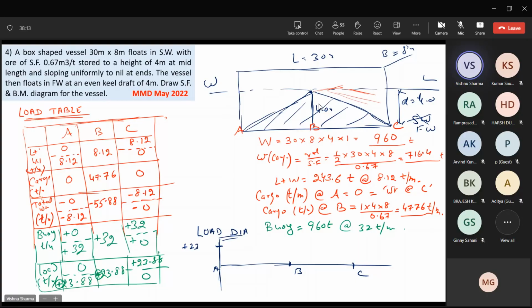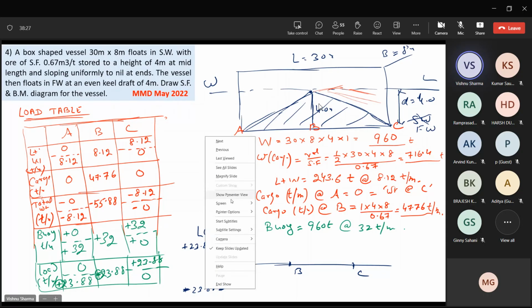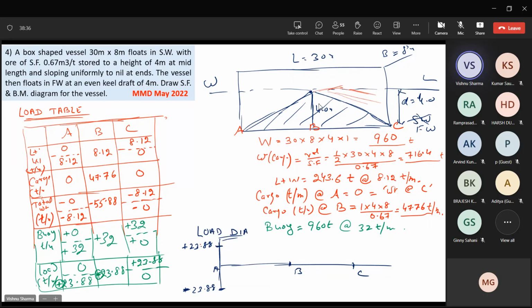Same distance I can take on the other side. Don't worry about the scale here, minus 23.88. In such questions, you don't have to worry about the scale if the values are same, only two values have to be plotted. So whatever distance you take for plus, the same distance you take for the minus, and finish it off. Don't unnecessarily get into 1 centimeter so much and all that. It's not required. So it is going from 0 to plus 23.8. Then it comes to minus 23.8 at B and comes to plus 23.8 here, and then comes to 0 here.